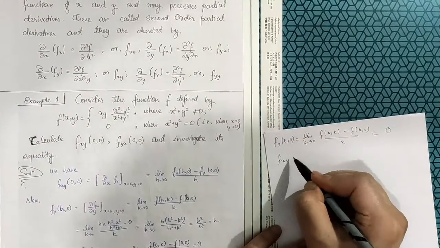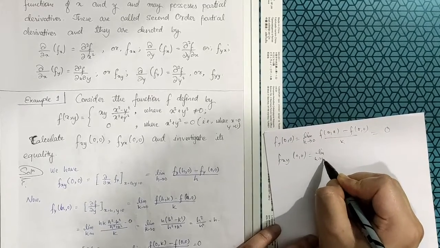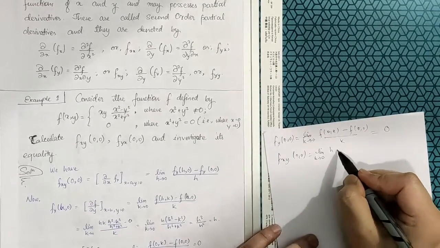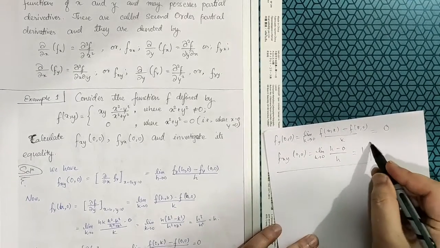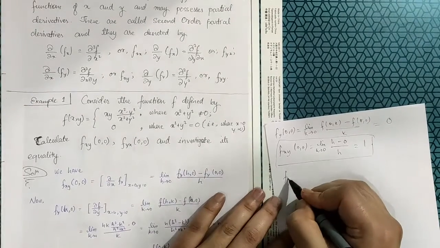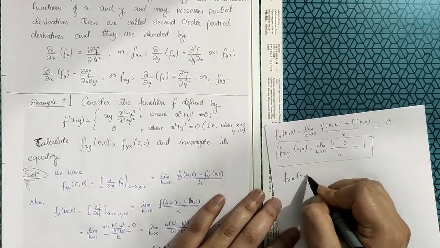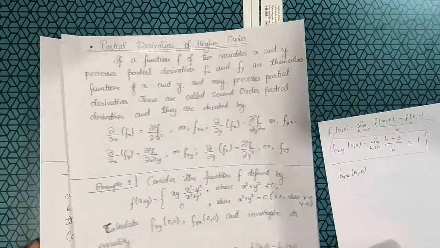And hence f_xy at (0,0) is the limit as h tends to 0, the above value was h − 0 divided by h, which is 1. So we get the value of f_xy. Now we need to find f_yx. In a similar manner we find it. So let us see how we do it.